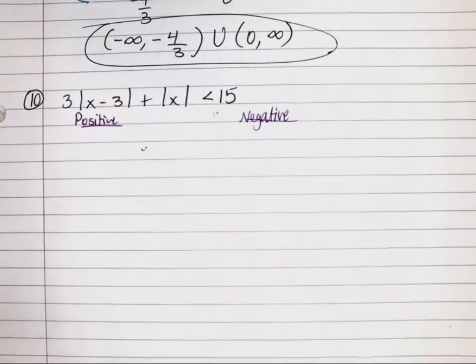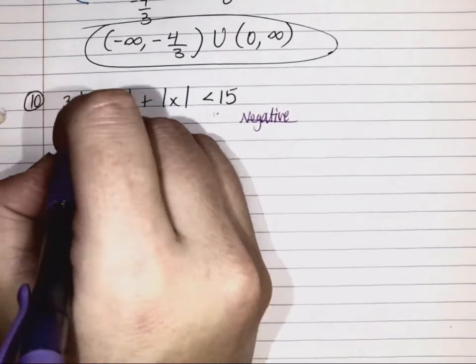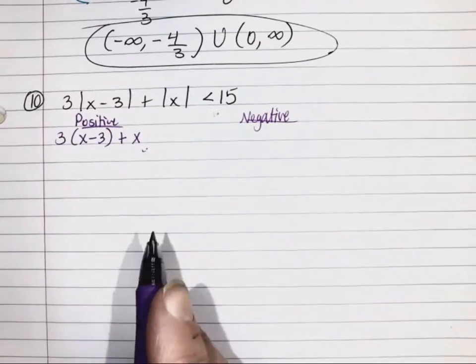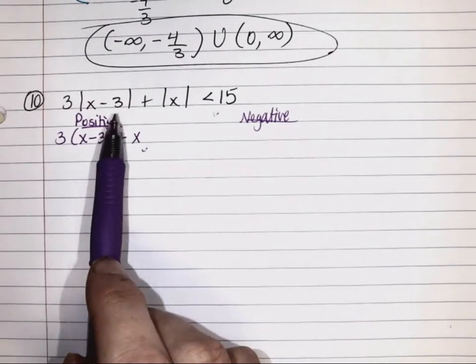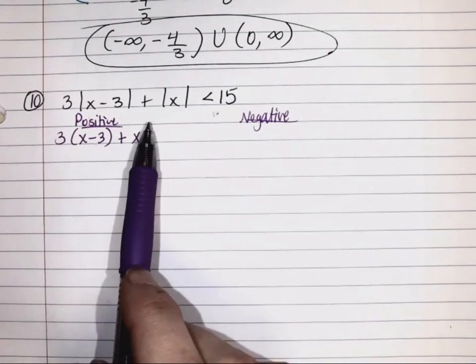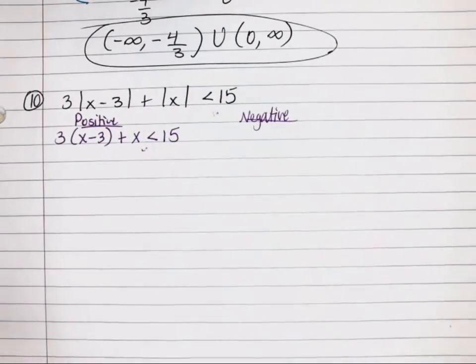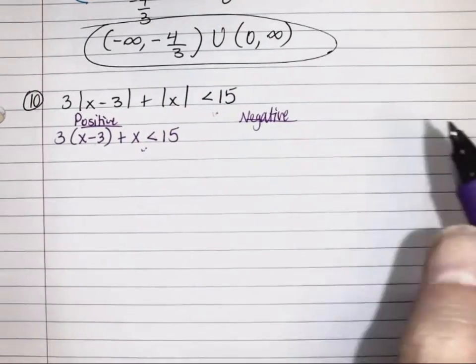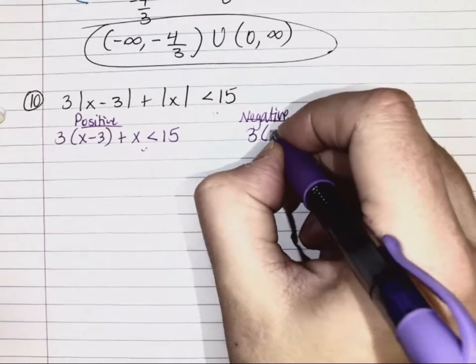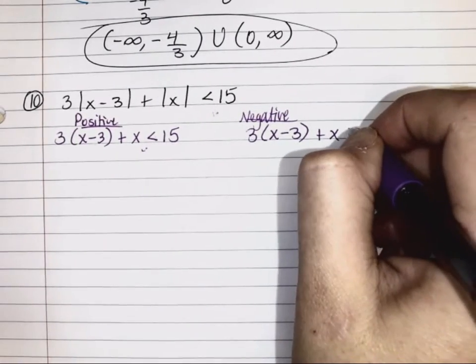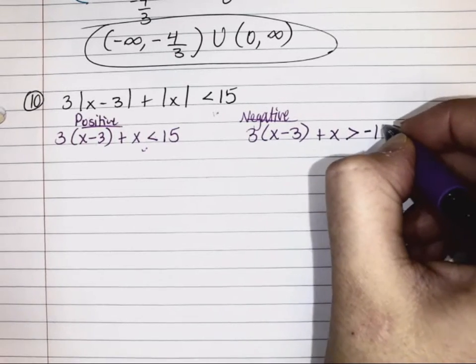And just like in the previous problem, you rewrite your problem for the positive the same. Notice that I change these absolute value to parentheses. I drop absolute value here with x, and I say less than 15. Keep the symbol, keep the number positive. But for the negative, almost everything's the same, except flip symbol, number is negative.